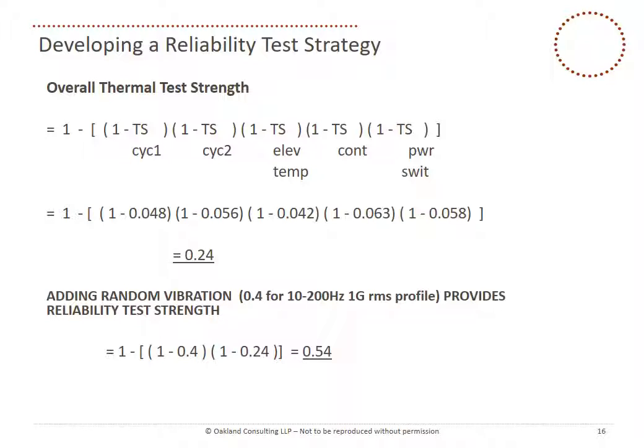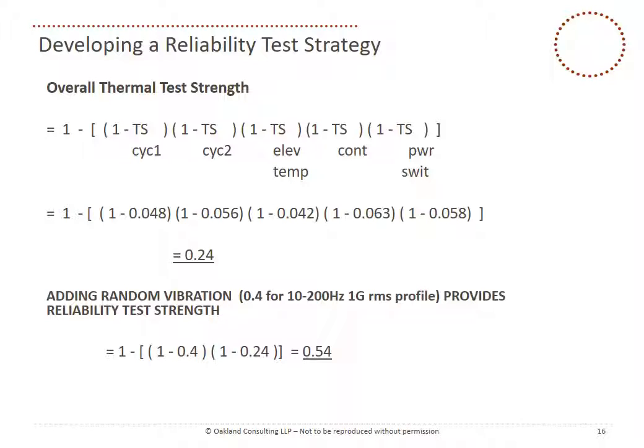Now, as we show, that means that we have only got 24%, so a 1 in 4 chance of detecting or stimulating latent defects in the early life period with this particular profile. So very low. On the face of it, the profile looks pretty good. There is a lot of different testing, but when you look at it in reality with the test strength modelling, very quickly we see it's inefficient and unlikely to really achieve much.